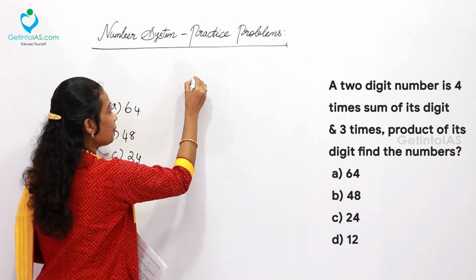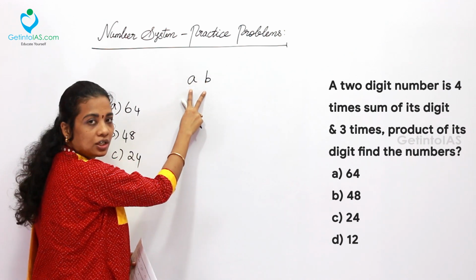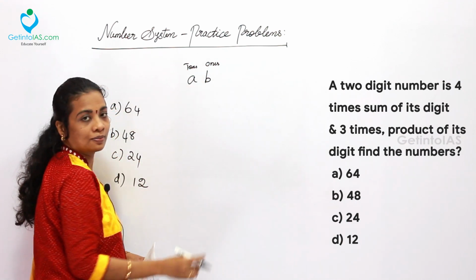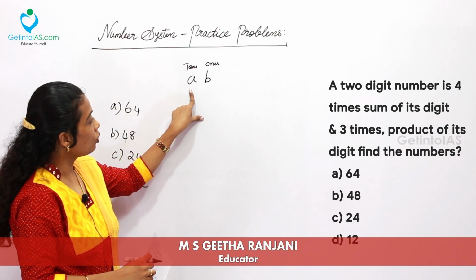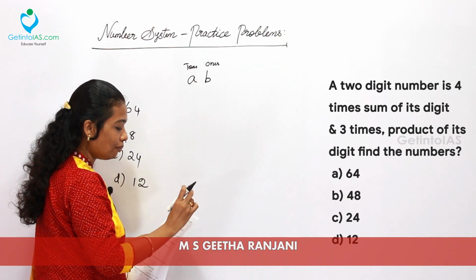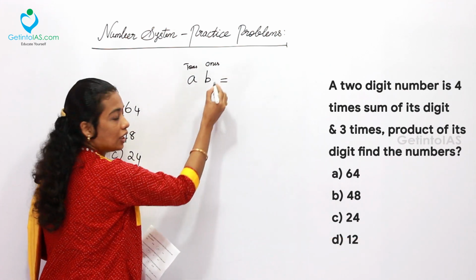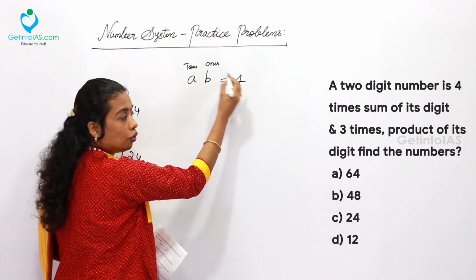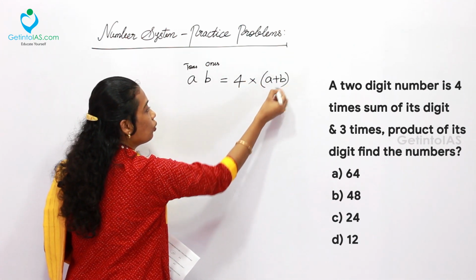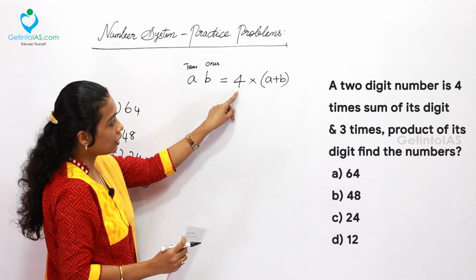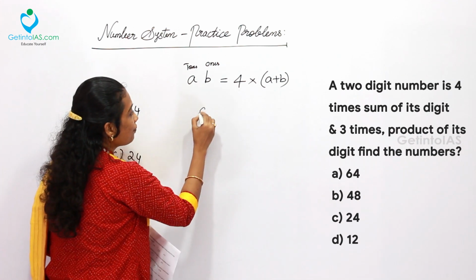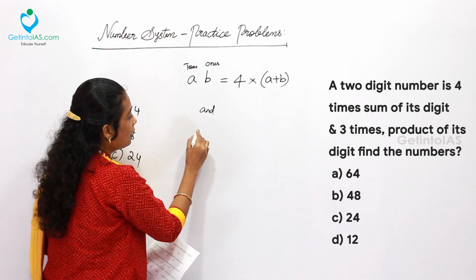So let's take A and B. It is a 2-digit number, right? Here this is the ones or units place. Here it is the tens place. So the digit in the tens place is known as A, and in the ones place I can take B. So here 4 times the sum of its digits. So this number is equal to 4 times, 4 into summation. Summation means A plus B. So 4 times A plus B will be equal to the number.